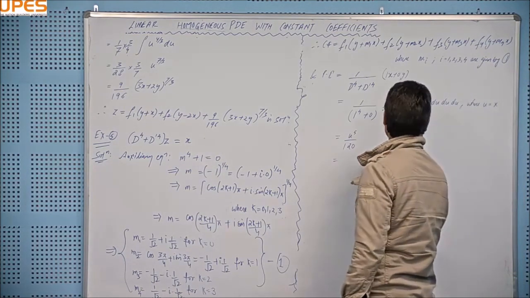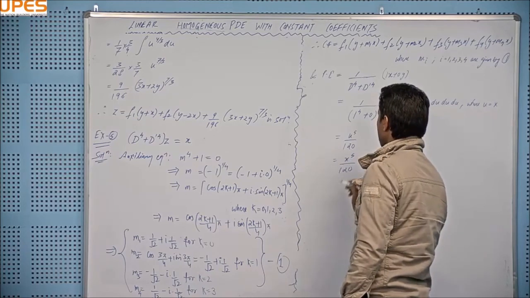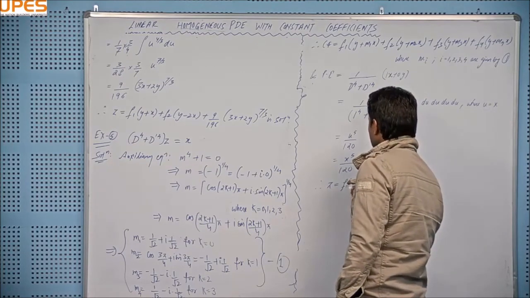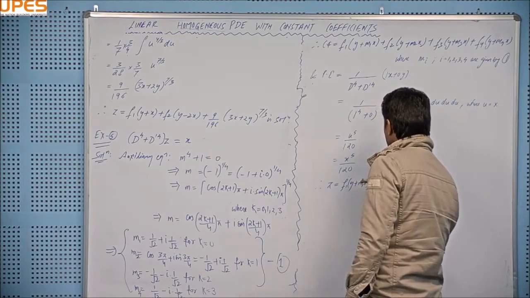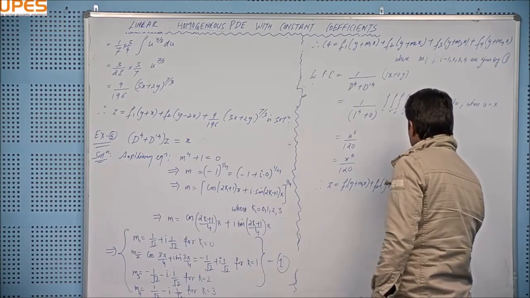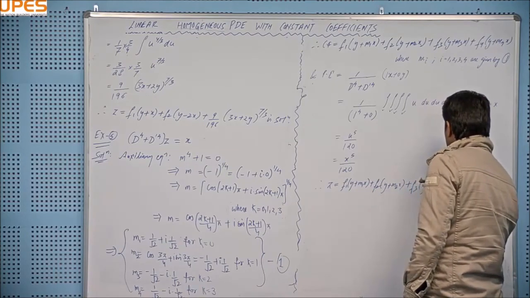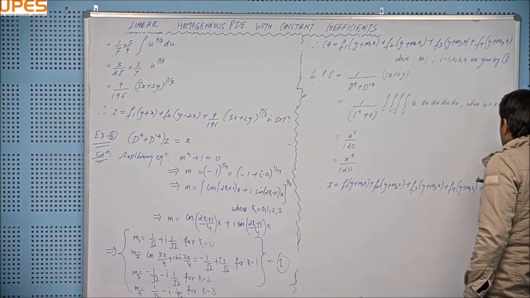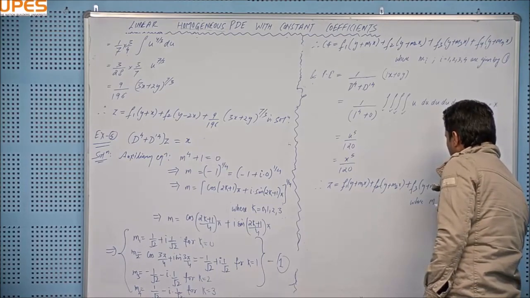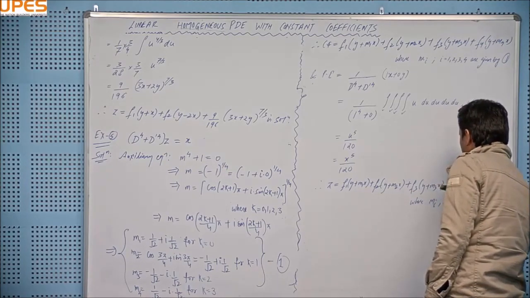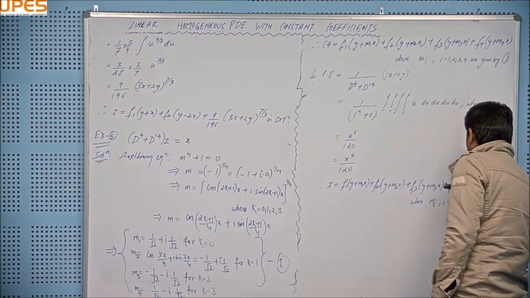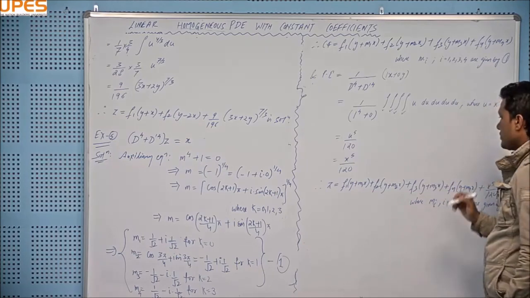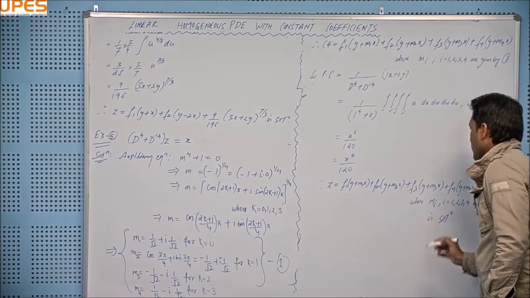And putting the value of u again, which is x to the power 5 upon 120, therefore z is equal to f1 of y plus m1x plus f2 of y plus m2x plus f3 of y plus m3x plus f4 of y plus m4x plus x to the power 5 over 120, where mi, i equal to 1, 2, 3, 4, are given by equation number 1. So this is the complete solution.